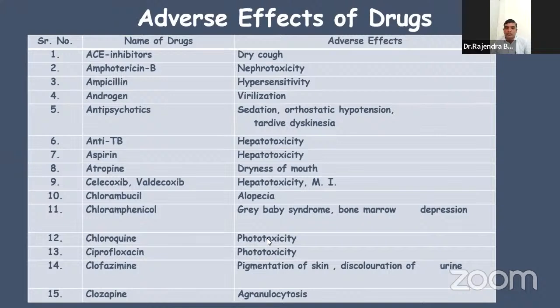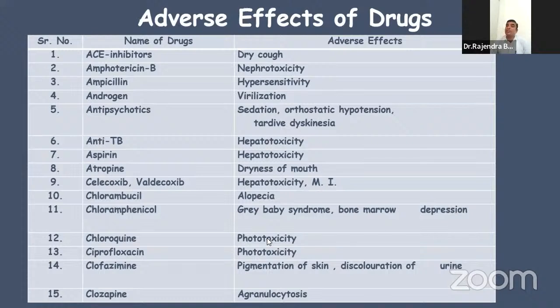Then chloroquine, phototoxicity, ciprofloxacin, phototoxicity, clofazimine. What is clofazimine? Anti-leprotic drug. What is clofazimine chemically? It is a phenazine derivative anti-leprotic drug. And there is pigmentation of skin. There is discoloration of urine.